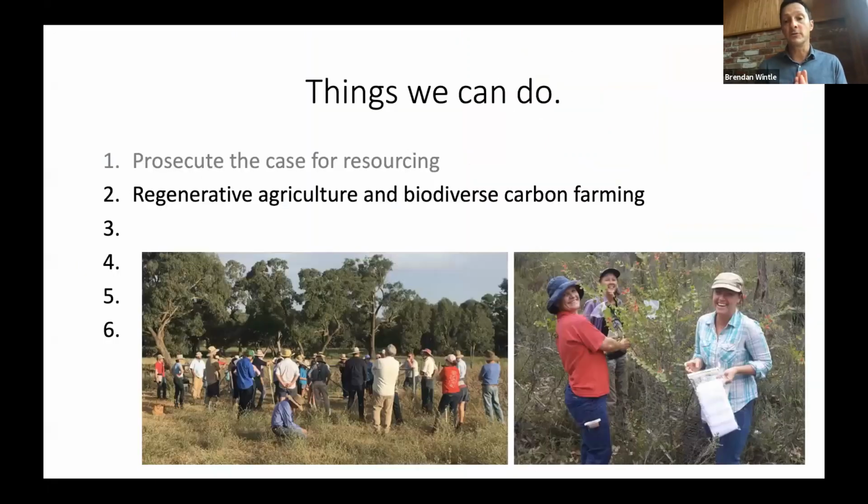What else should we be doing? There's some amazing momentum now developing in regenerative agriculture and biodiversity, biodiverse carbon farming. We do agriculture on 60% of this nation. If we're not conserving threatened species in agricultural land, we're probably losing the battle. So there's some great initiatives going around at the moment.